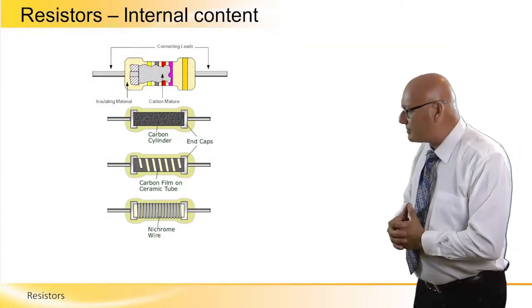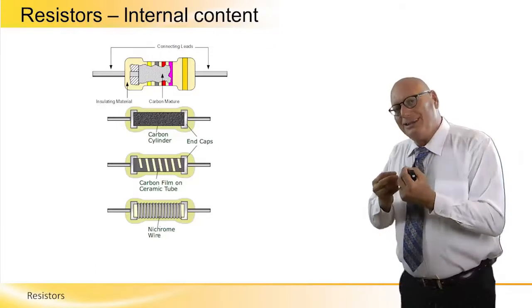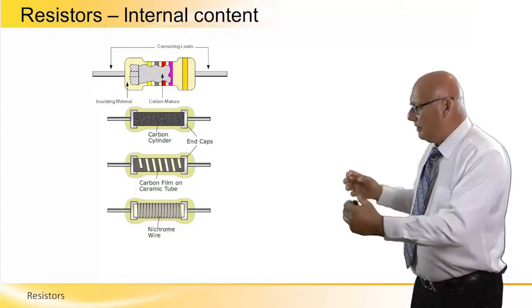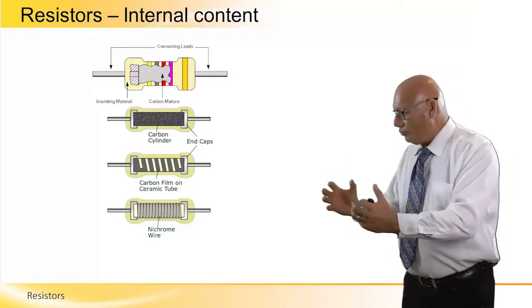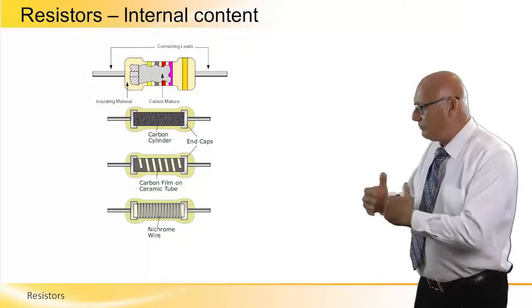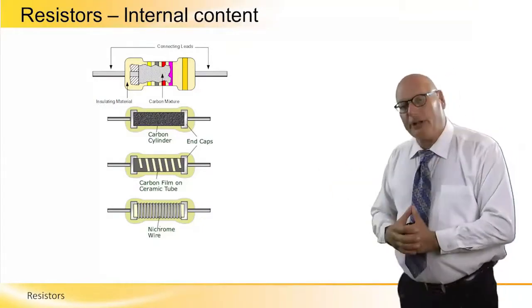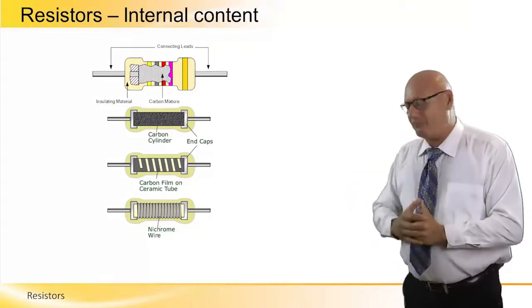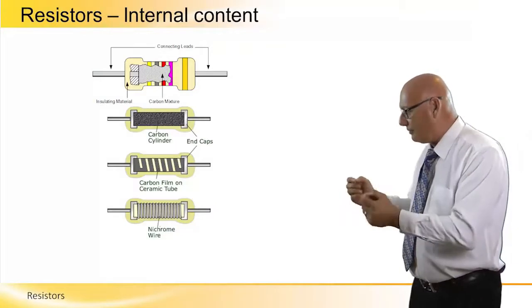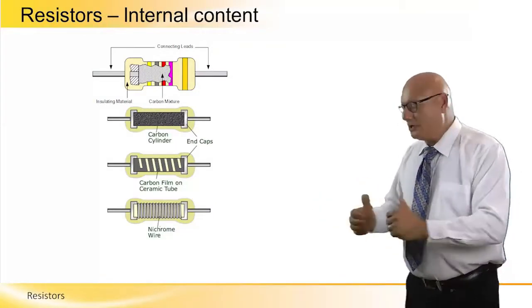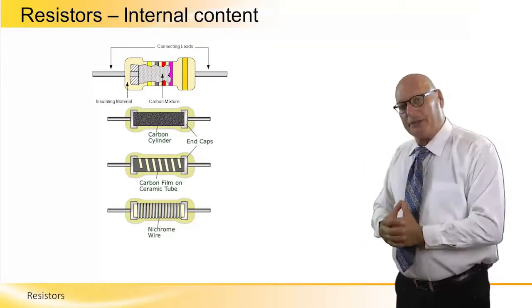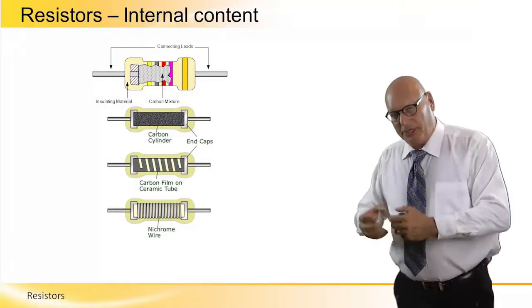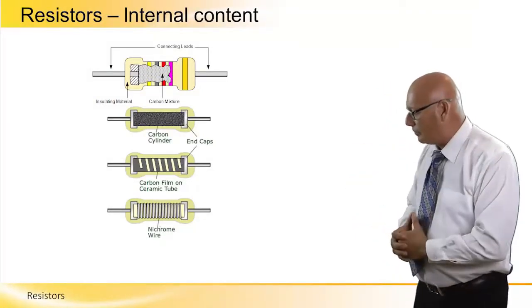The second one from the top is a carbon cylinder. The carbon itself is a resistive material, and the carbon cylinder is being held with two caps, two ends, of insulating material. We have a carbon film, the third one from the top, which is basically the resistive material again, and again is connected to the two end caps with the two conductors on the two sides, the insulating material helping the heat that is being generated inside to be dissipated to the open air.